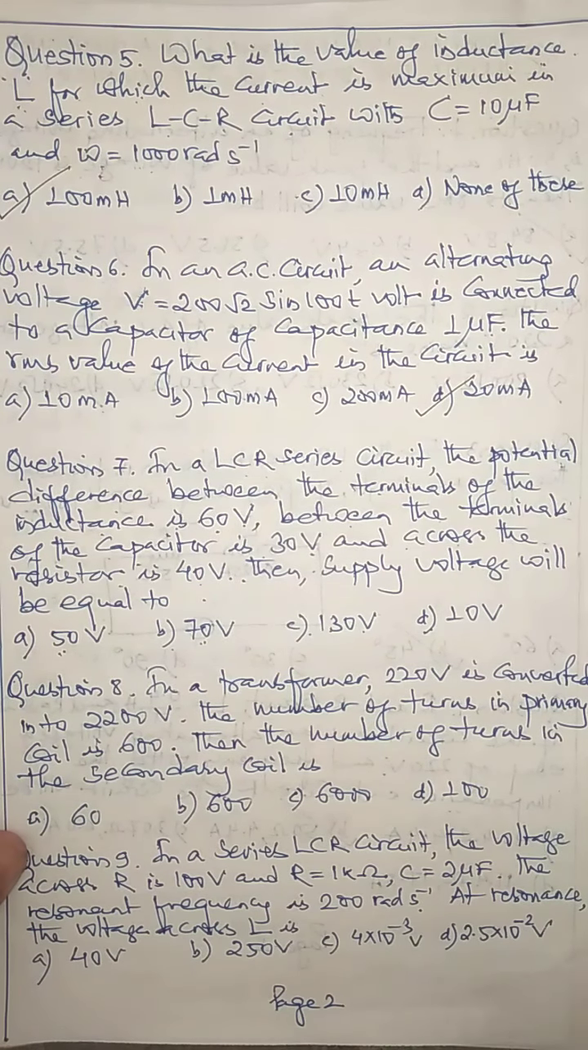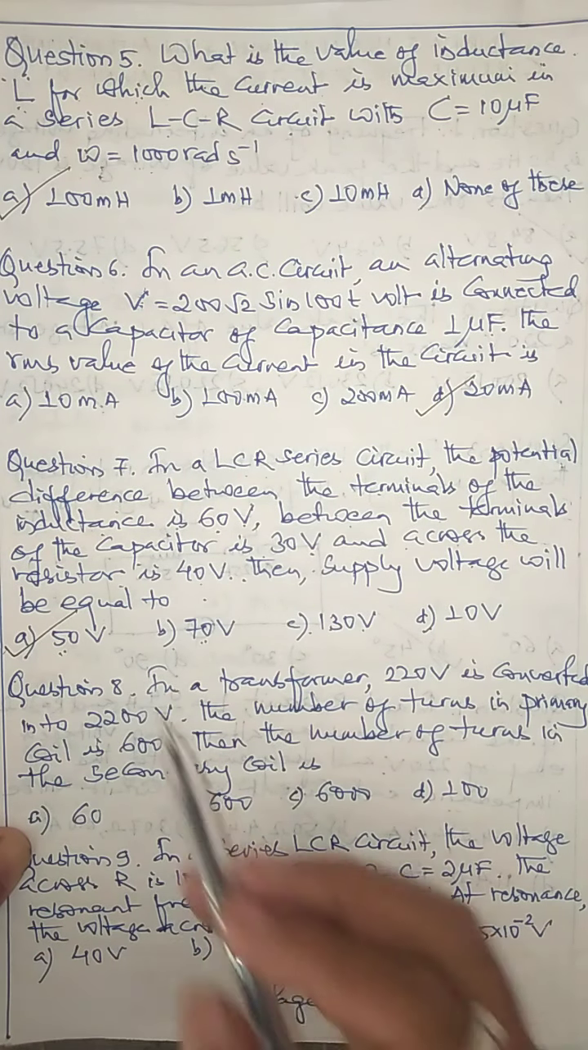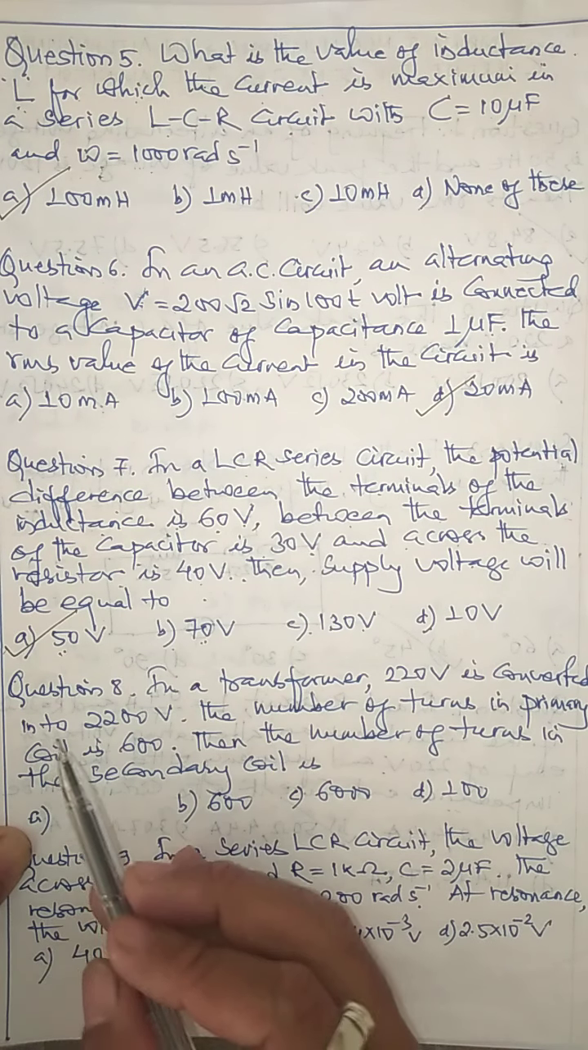So children, you can see the correct option is 50 volt, and that is option number A. So the correct option is 50 volt, option A. Now we go to the next problem, that is question number 8.